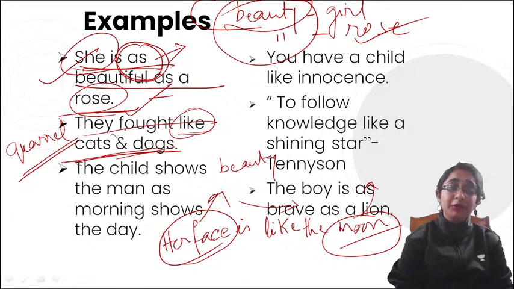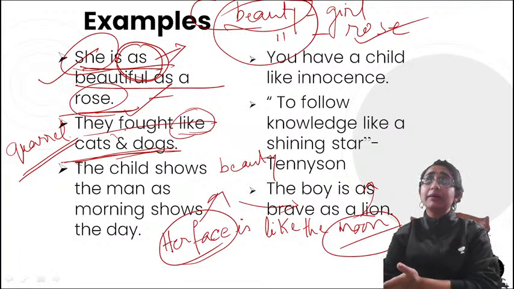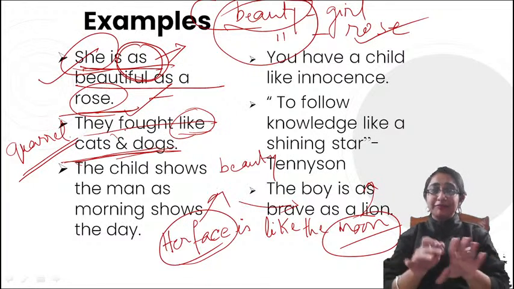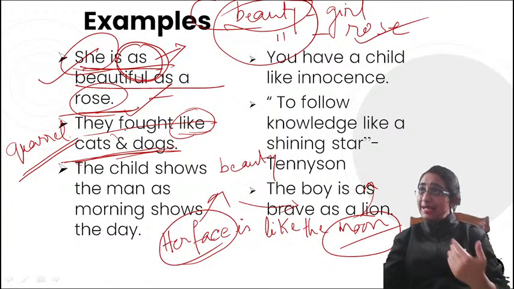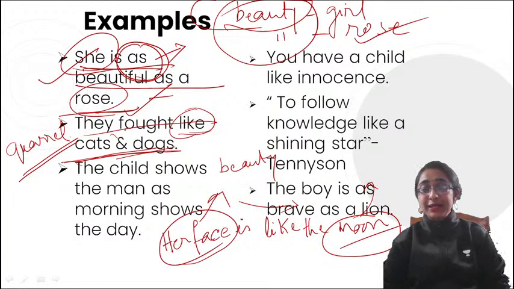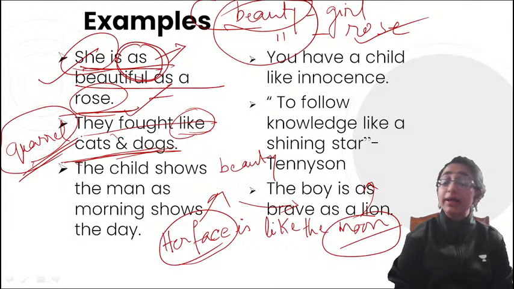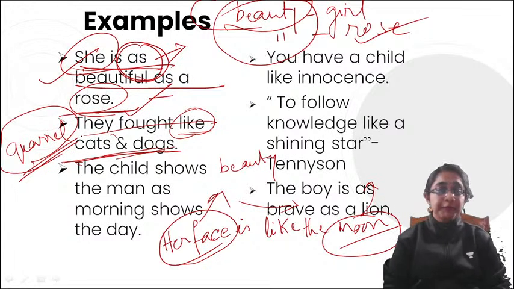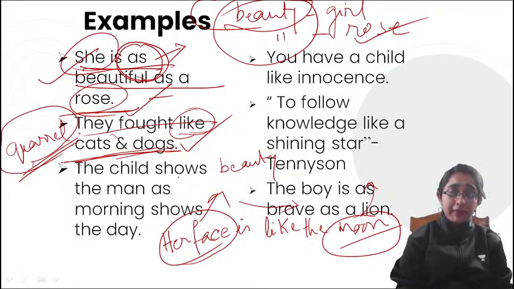Look here, a group of people is compared with two animals. Cats and dogs means they are fighting like the cats and the dogs always fight. So that is the point of comparison. The point of comparison is the quarrel, how they are quarreling, how they are fighting. Clear? Okay, so this can also be a comparison.